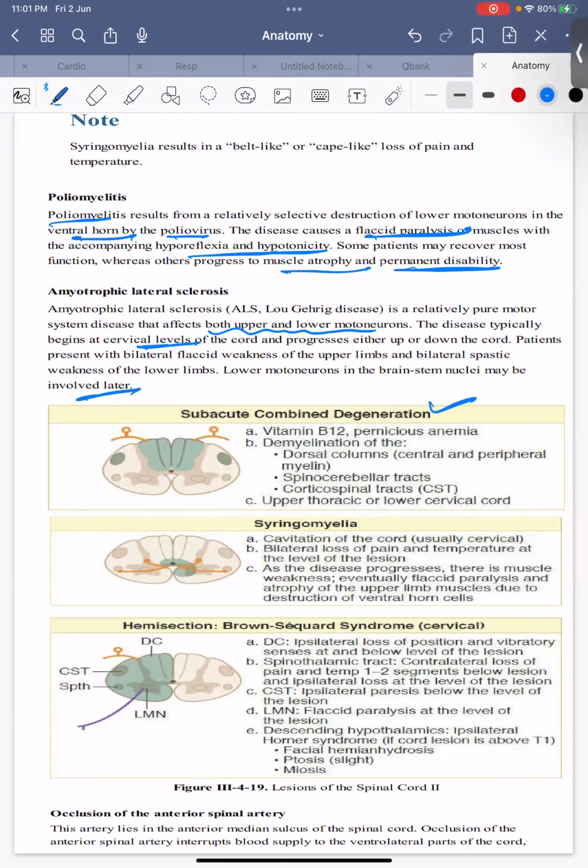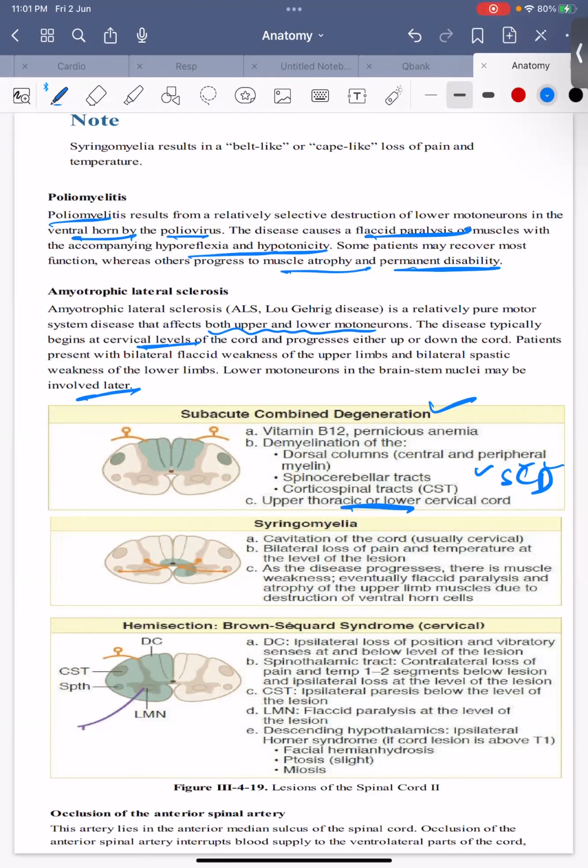Then we have the vitamin B12 deficiency or the pernicious anemia, subacute combined degeneration. You can remember it like that, SCD. So it involves the spinocerebellar tract, corticospinal tract, and the dorsal column. Usually it involves the upper and the lower cervical cord level.